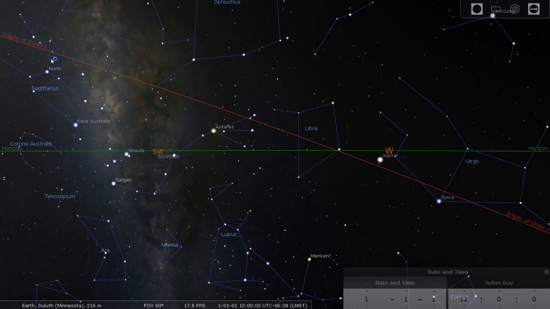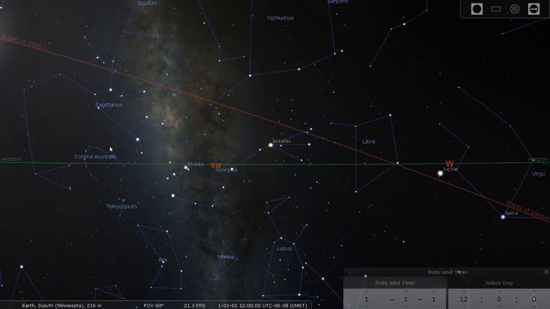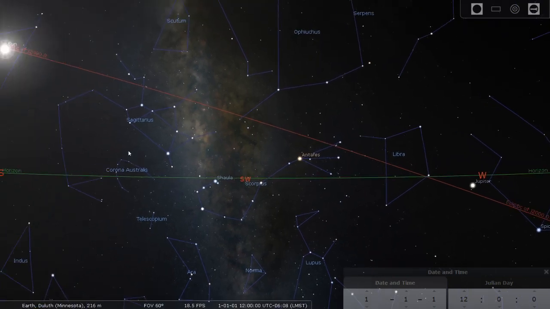And then Sagittarius, we have right over here. Another way to find Sagittarius, besides trying to find a centaur, because that's what Sagittarius is, a centaur, half human, half horse, is actually to look for a teapot. So we have a kettle here, lid, handle, and spout. As I said, Sagittarius is a centaur.